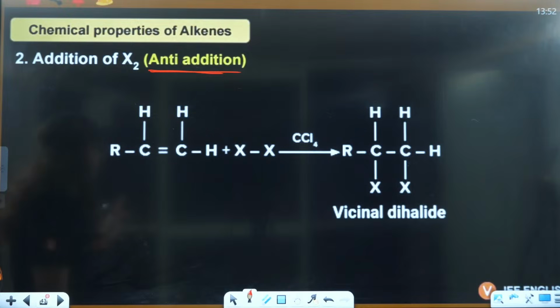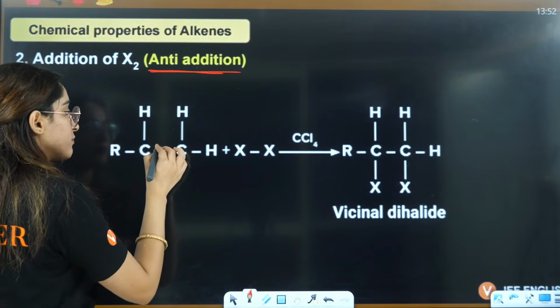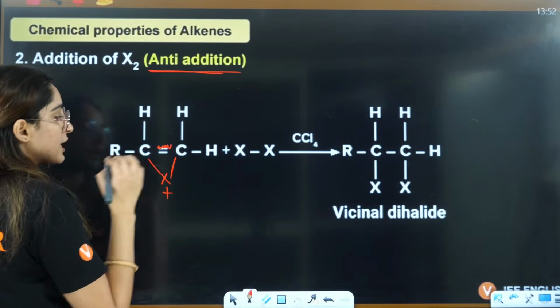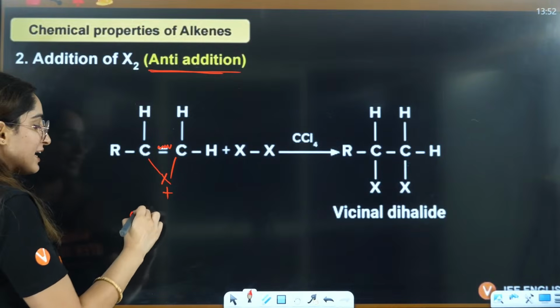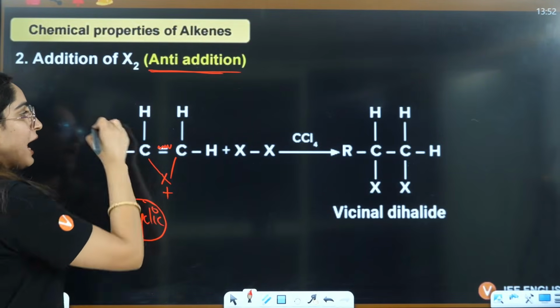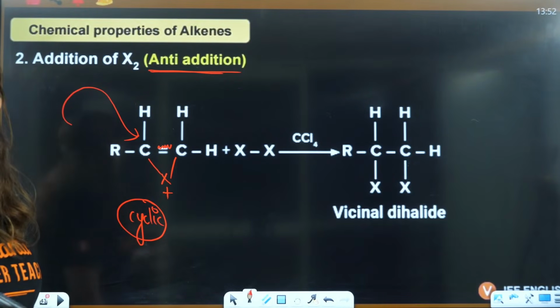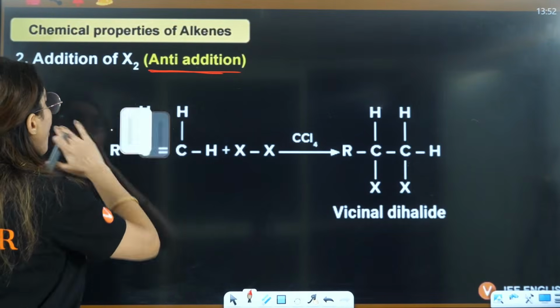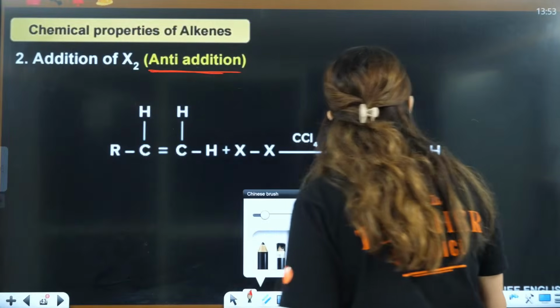That is anti-addition. Now I'll tell you why it is anti-addition, because after breaking the pi bond, this kind of product is formed. This kind of intermediate is formed, that is a cyclic intermediate. That is why another halogen will attack from the opposite side. That is why this is anti-addition, right? So the addition of halogen here is anti-addition, right?